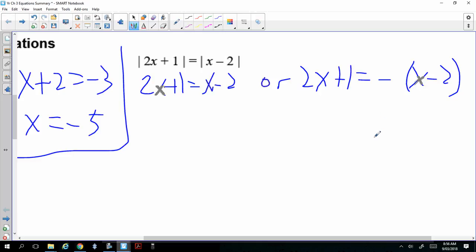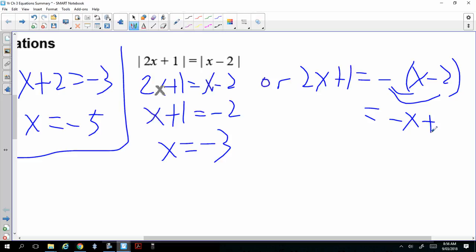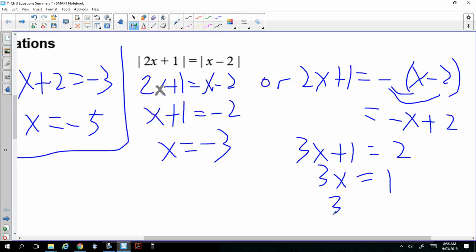So you subtract x from both sides, and you get x plus 1 equal to negative 2, so x equal to negative 3. For the other one, make sure you expand the negative, which gives plus 2. Then 3x plus 1 is 2, so 3x equal to 1. Therefore, x equal to 1/3. Just remember the techniques, as that will be tested again in the test.